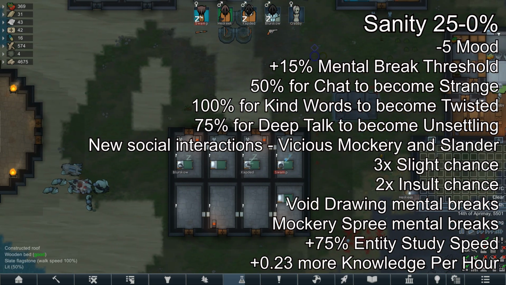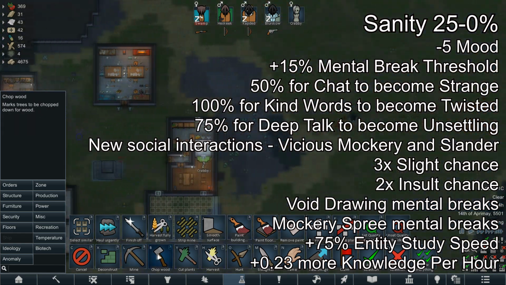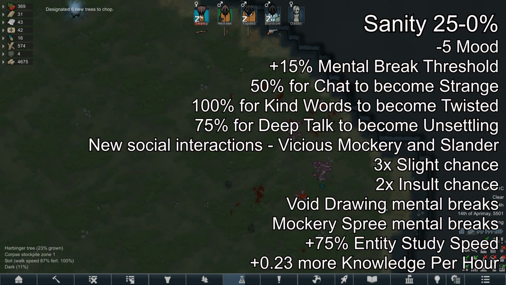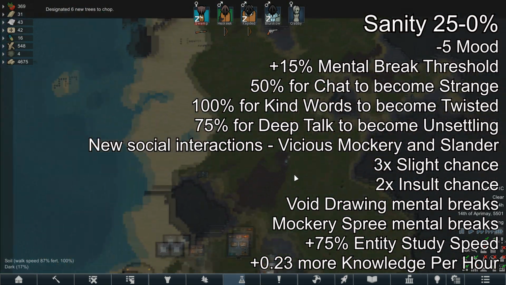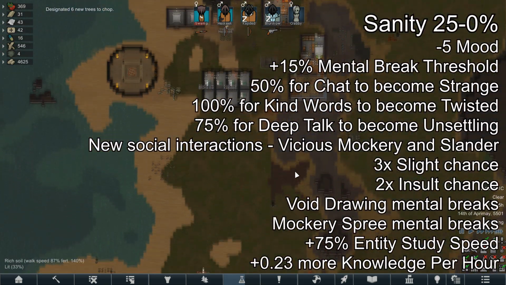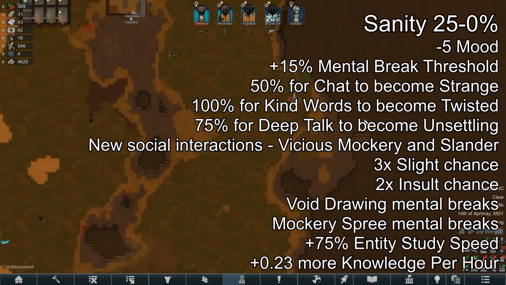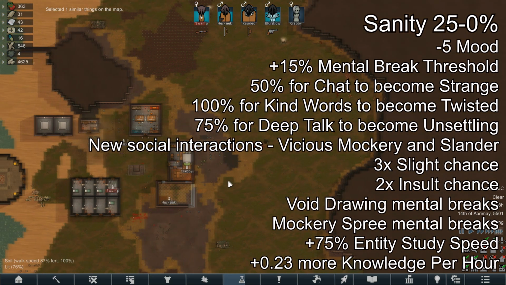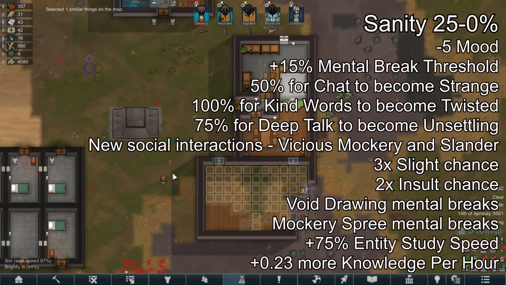Chat has a 50% chance to be strange. Kind words are always twisted. Deep talk is unsettling 75% of the time. Not only will these colonists now throw out vicious mockery, they'll outright slander others too, which harms the target's relationships with other colonists. The slight, insult, drawing and mockery spree side is all the same. But the upside to study is now 75% and the additional knowledge per hour is 0.23.